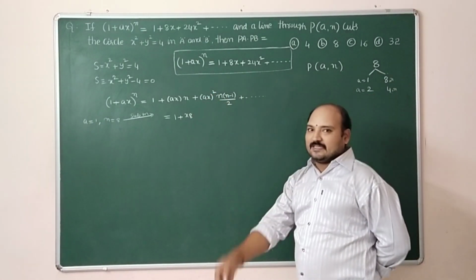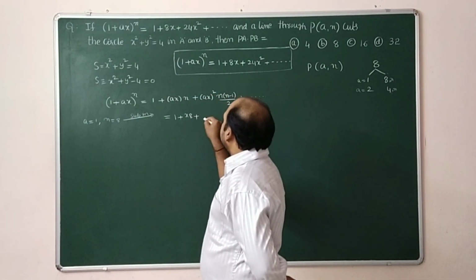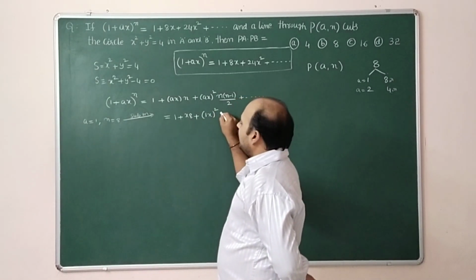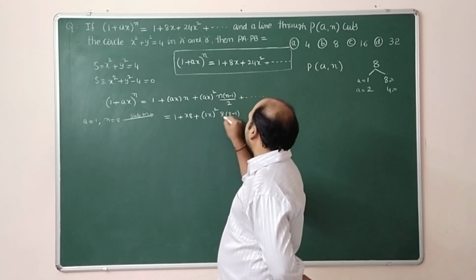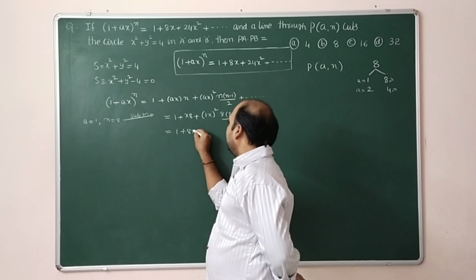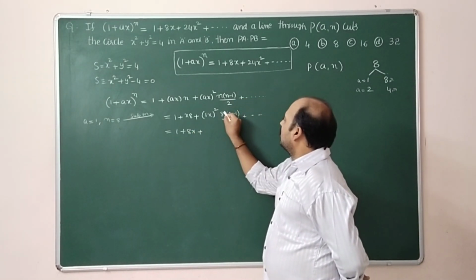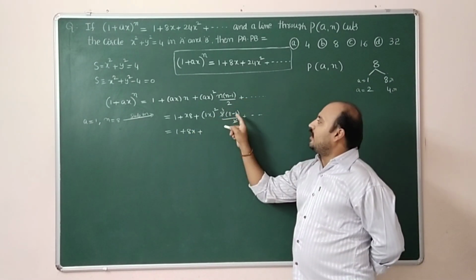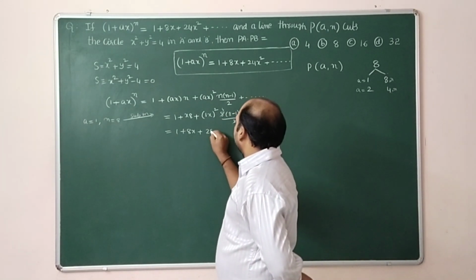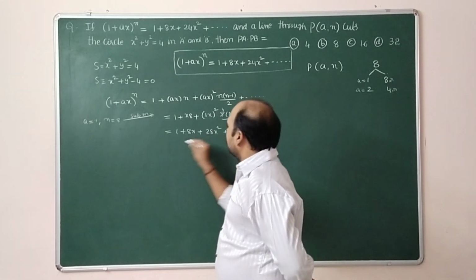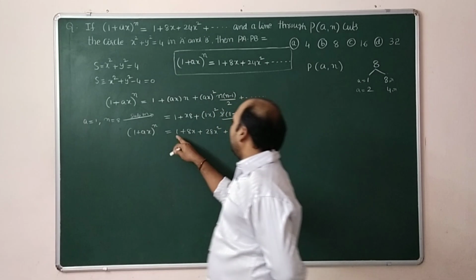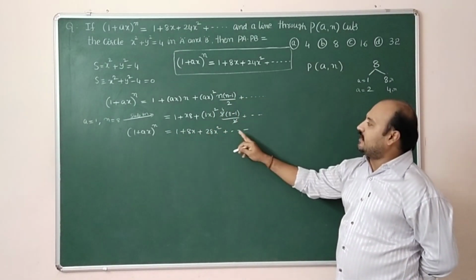Next, what about the third one, whether it is satisfying or not, we will check. Plus ax means 1 into x, whole square. N value is 8 into 8 minus 1 divided by 2, plus and so on. Which is equal to 1 plus 8x. 2 fours are 4 into 8 minus 1 is 7. 7 fours are 28. So 28x square plus and so on. So 1 plus ax whole power n will be 1 plus 8x plus 28x square.